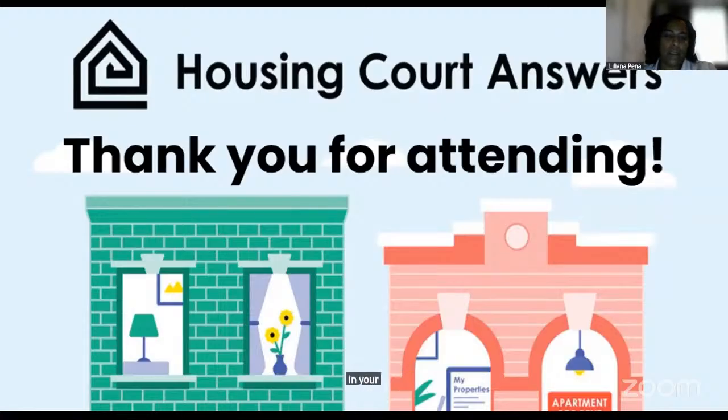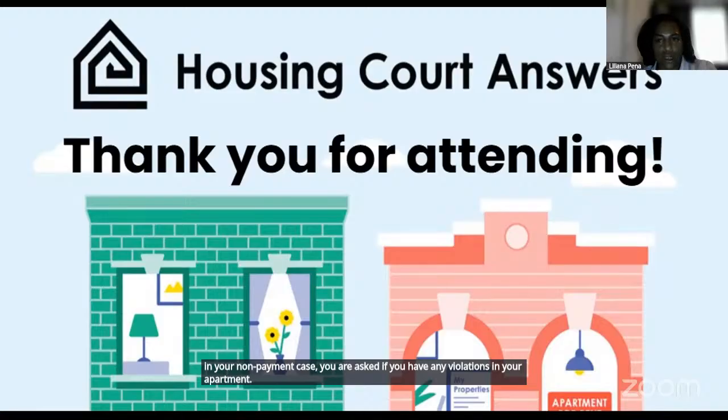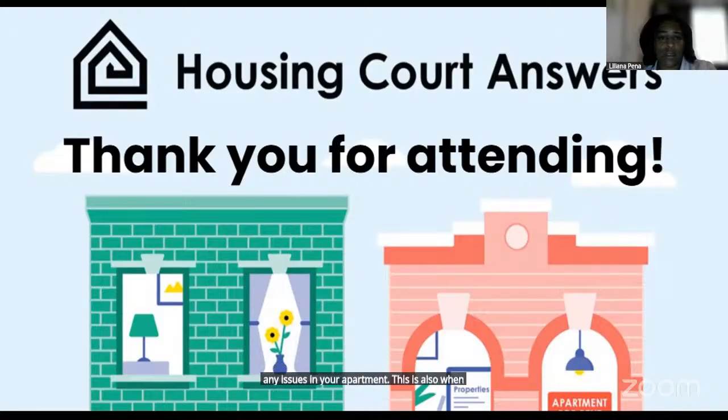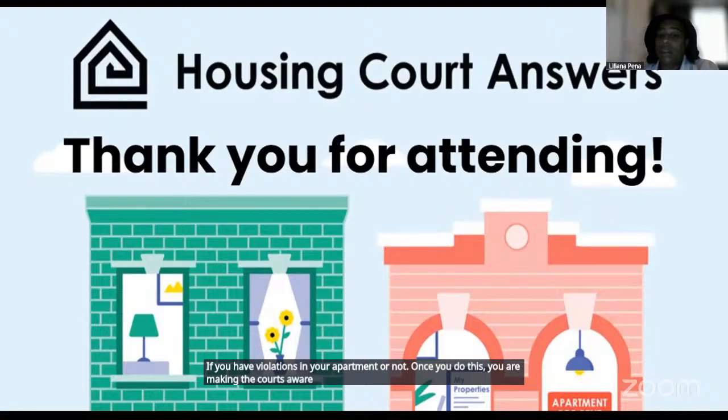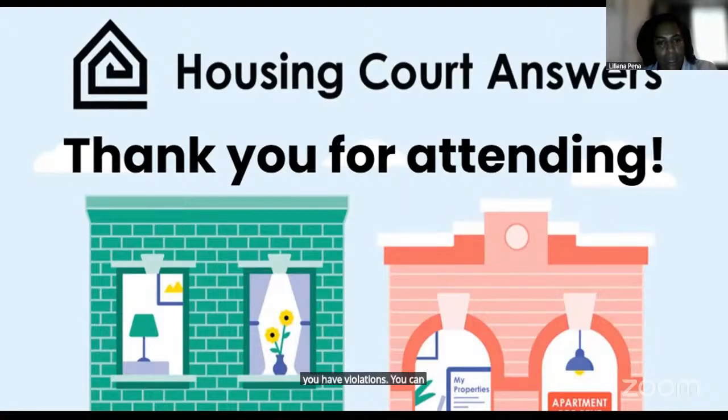In your non-payment case, you are asked if you have any violations in your apartment, any issues in your apartment. This is when you're giving your answer in the beginning of the case, when the case has been initiated. You are to state if you have violations in your apartment or not. Once you do this, you are making the court aware that you have violations. You can also mention the word abatement, so that at least the court is aware that you're seeking some type of reduction, that you have been going through uninhabitable issues in your apartment.